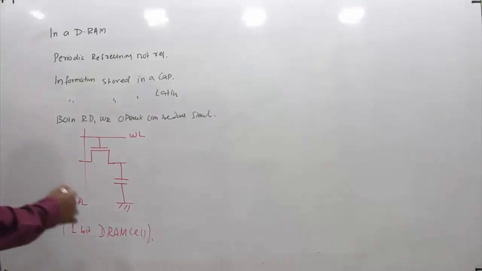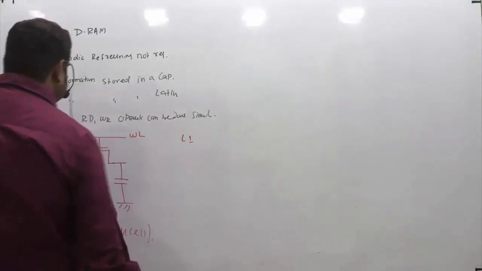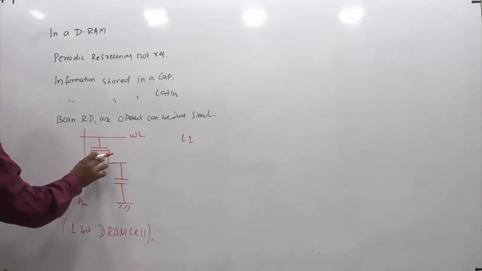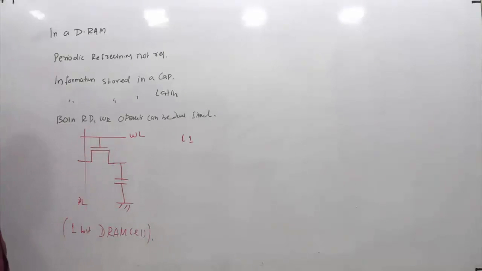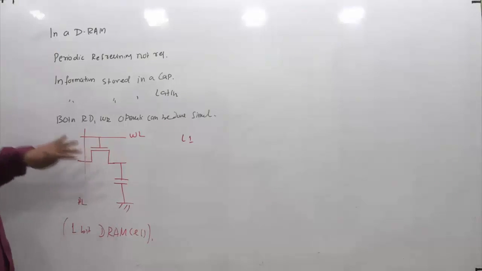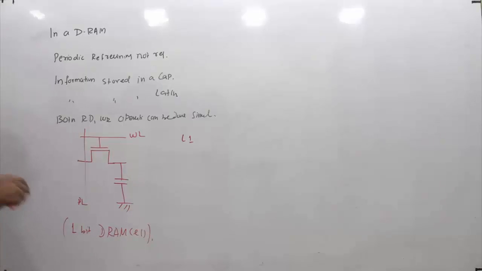If I want to store logic 1, I select this, WL equals 1, so the switch will be closed, and here I can give logic 1. When this is on, it is a short circuit, and whatever I give will be available here. So logic 1 will be stored in the form of a voltage in this capacitor. Similarly, if I connect it to 0, this will also be 0. So the information is stored in the form of charge or voltage in a capacitor. So information stored in a capacitor is the right answer.